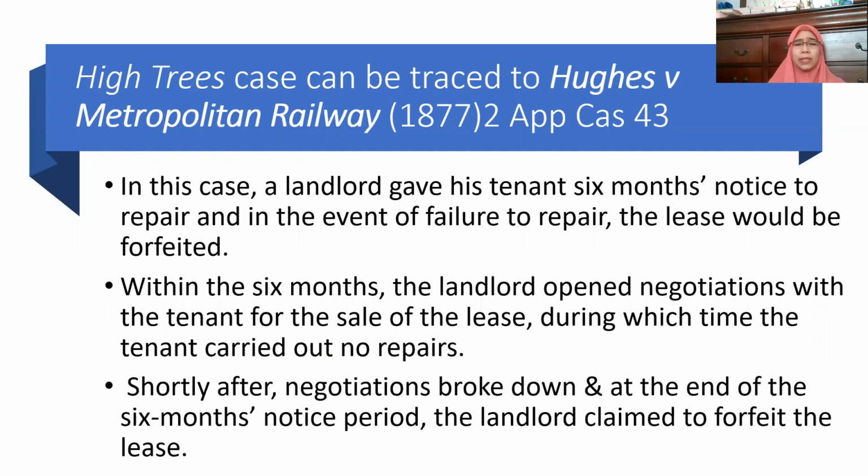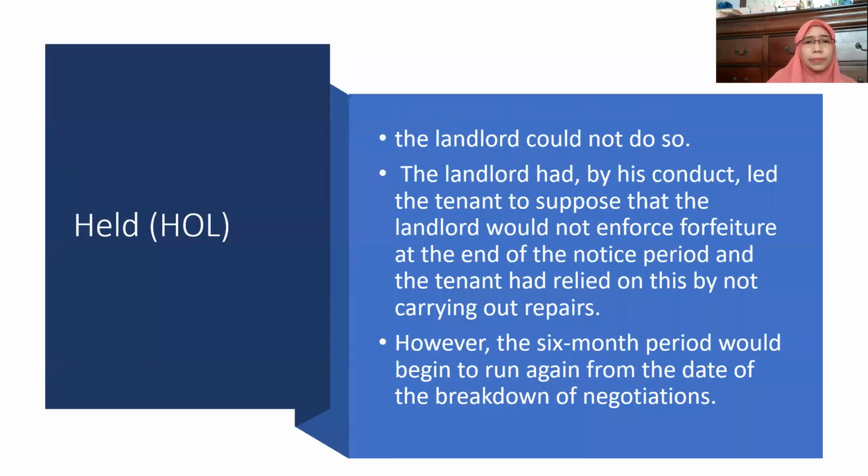And then within the 6 months, the landlord also opened negotiation. They started to negotiate with the tenant to sell off the lease, to sell off the property. Because they had started to negotiate, the tenant stopped whatever repairing work. They didn't do any repairing work. Shortly after, negotiation broke down, it failed. And at the end of the 6 months' notice period, the landlord claimed to forfeit the lease.